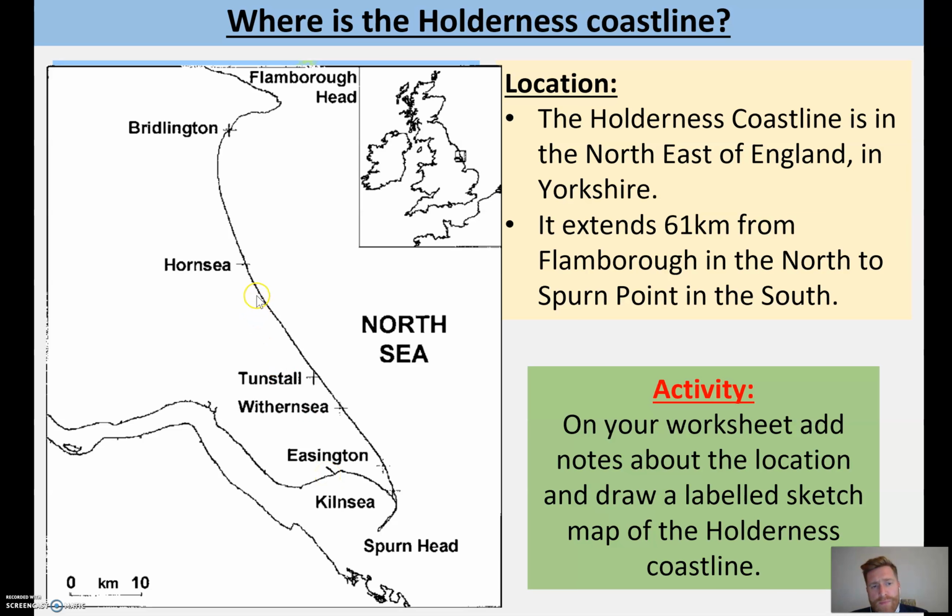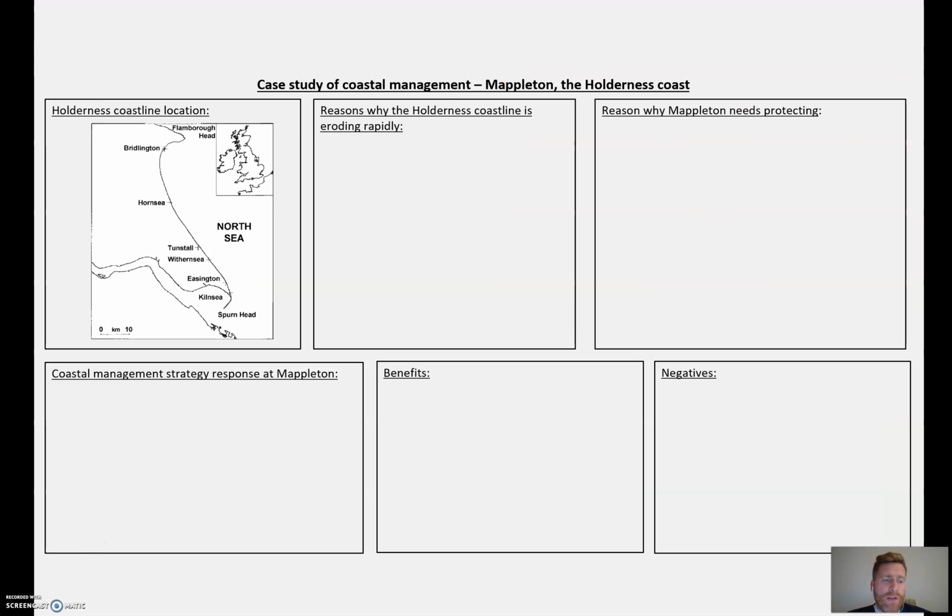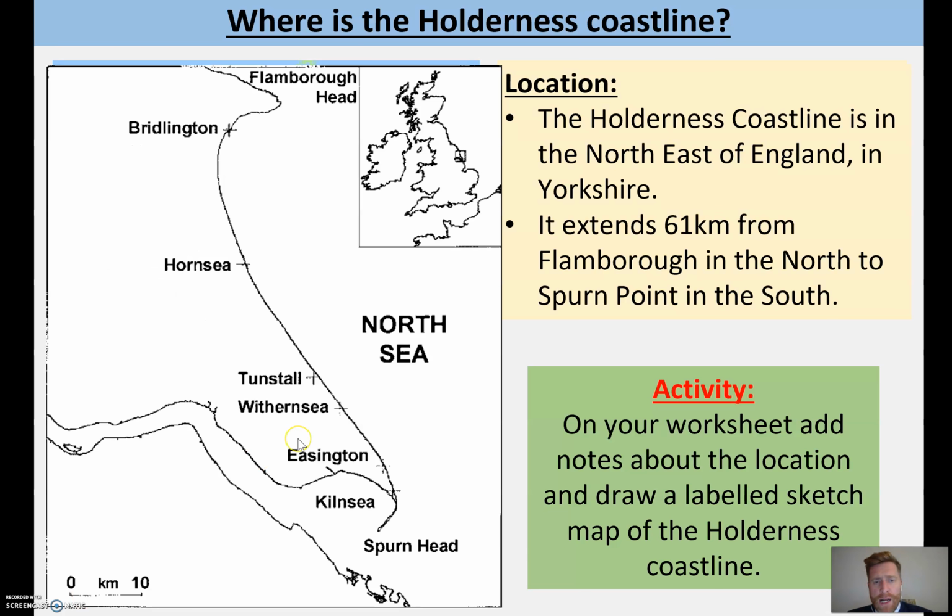I've realised on this particular example, the village of Mapleton is not marked on. If you see where Hornsey is, Mapleton is just south of Hornsey, about here where the cursor is now. So if you can also mark Mapleton on your maps, that would be great. If you pause the video now and give yourself 5 minutes to draw this sketch map.